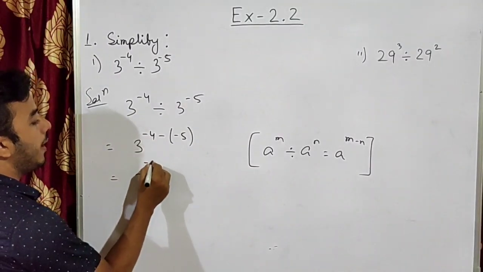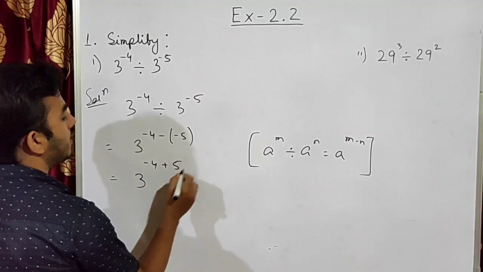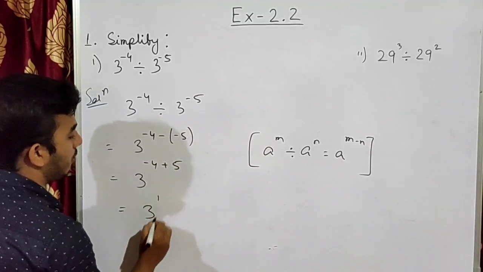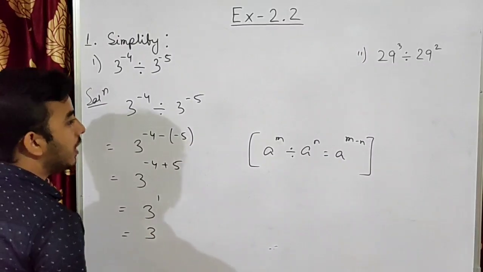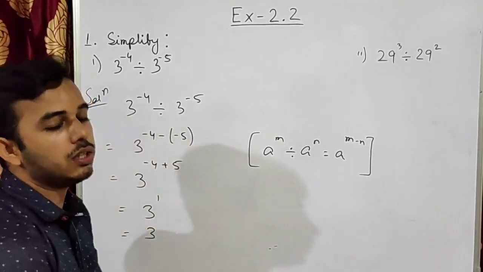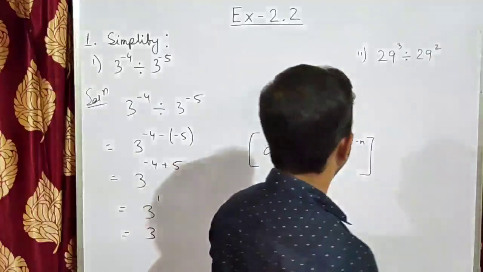Now minus 4 minus minus is plus, so minus 4 plus 5. So it is 3 to the power 1, and 3 to the power 1 means 3. Clear? Okay. Now let's solve this one.